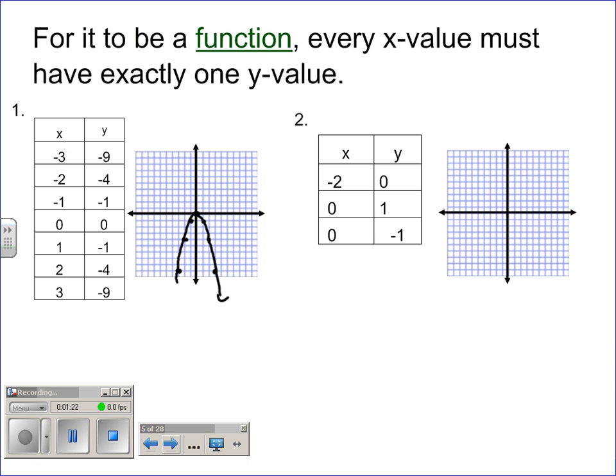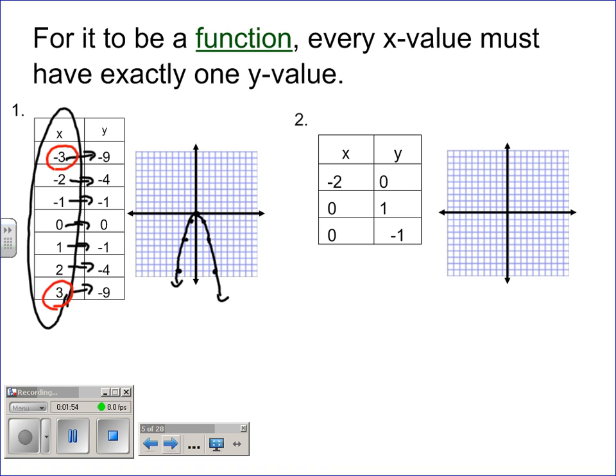So this forms a parabola. We have a quadratic function here. And in this case, it is a function because if you look at these x values, every single x value has only one y value. It's true all the way down the table. Now you might say, well, -3 and 3, those are similar, but they're not the same x value. -3 and 3 are two different x values, and they each have their own y value.